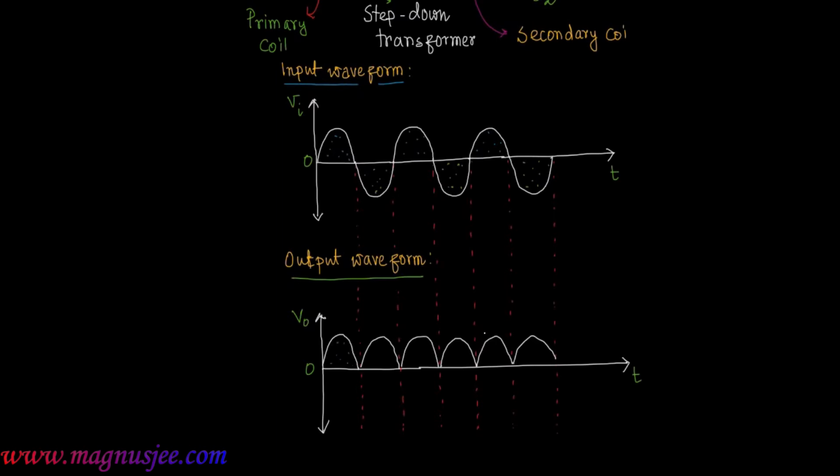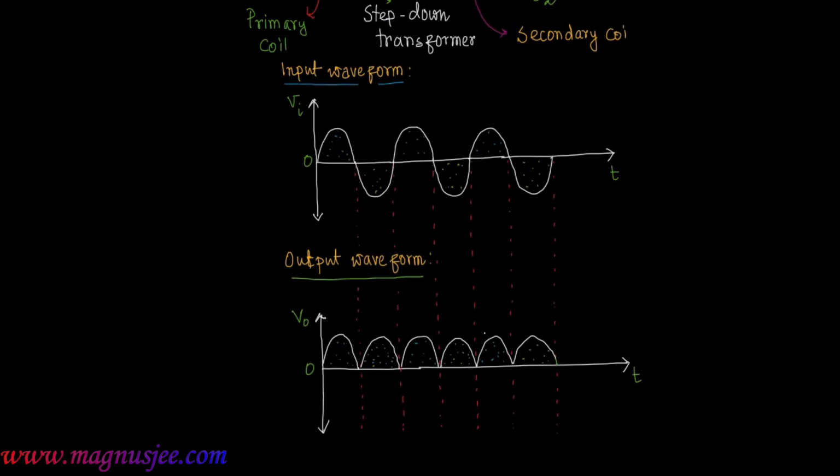The positive half cycle remains a positive half cycle, but the negative half cycle will have a 180 degree phase change and become a positive half cycle at the output. And this is a positive half cycle, and this will again be a positive half cycle obtained from the negative half cycle. All the half cycles are positive at the output. So this is the input and output waveform.